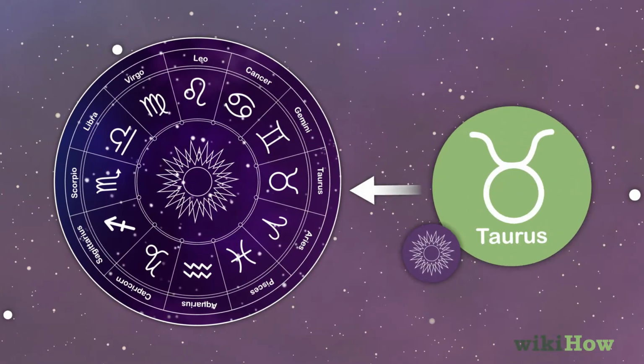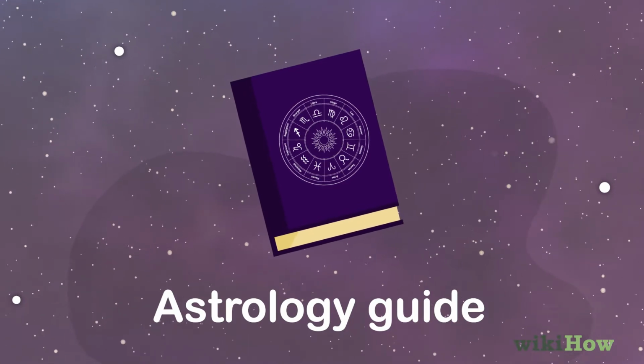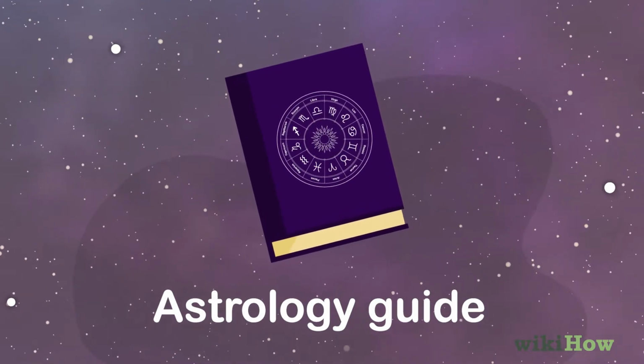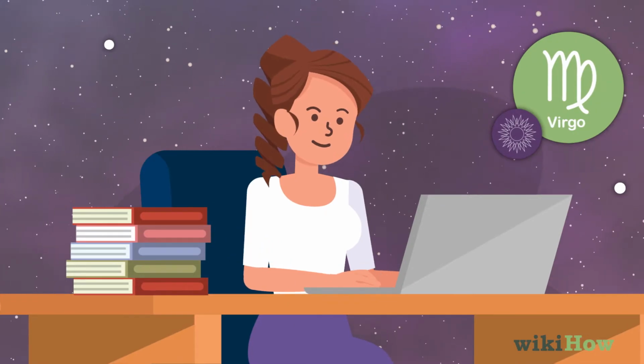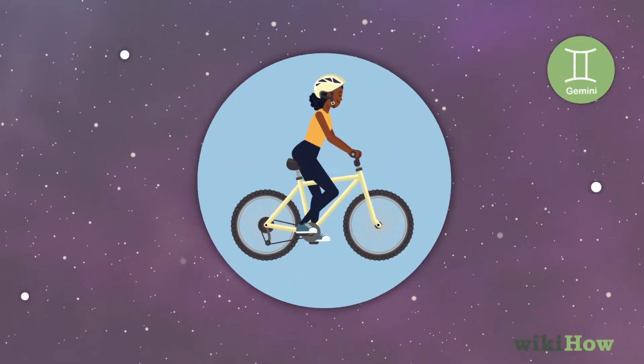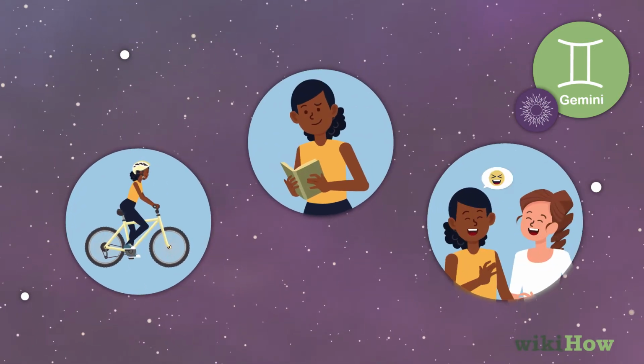Once you've determined what your sign is, check an astrology guide for further information on how your sign is thought to influence your personality. For example, Virgos are thought to be practical and hardworking, while Geminis have a reputation for being spontaneous, curious, and playful.